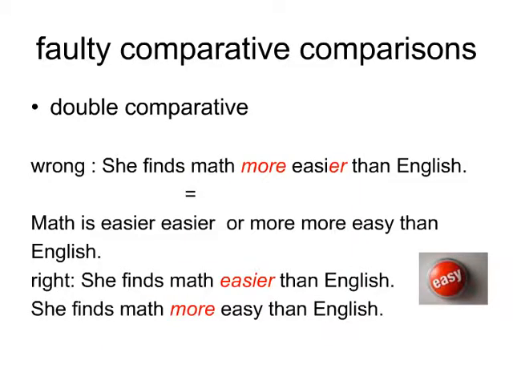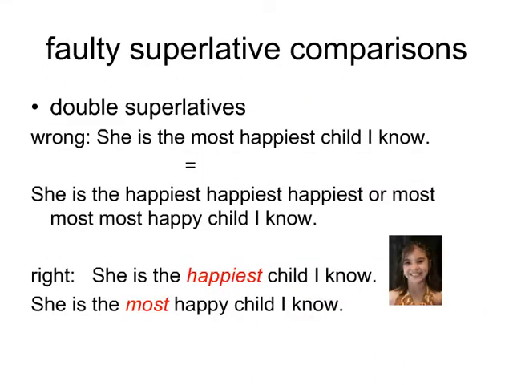Native speakers of languages other than English often use double comparisons. In English, use either ER or more, not both. Just as you do in the comparative forms, use the superlative EST or most, not both.